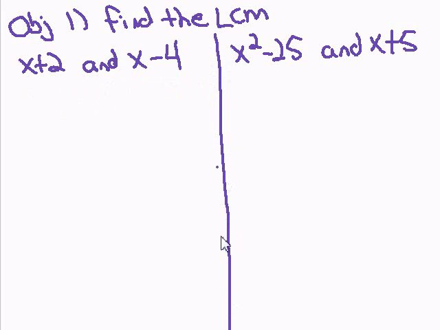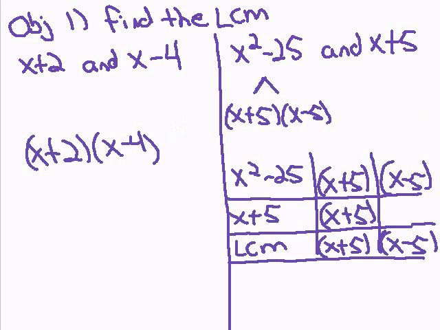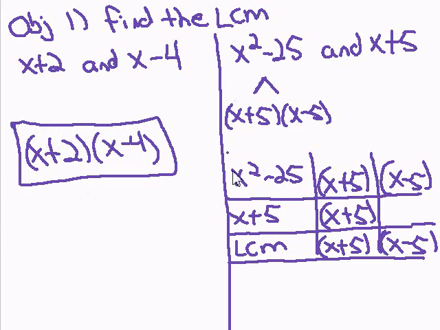The vertical line separates the 2 examples. Go ahead and try to find the least common multiple of these 2 examples. Press play when you're ready to see the answer. Okay, the first one was pretty tricky because the least common multiple was x plus 2 times x minus 4. You cannot factor x plus 2 any further, and you cannot factor x minus 4 any further. So this indeed is your least common multiple. For x squared minus 25 and x plus 5, it was x plus 5 and x minus 5.